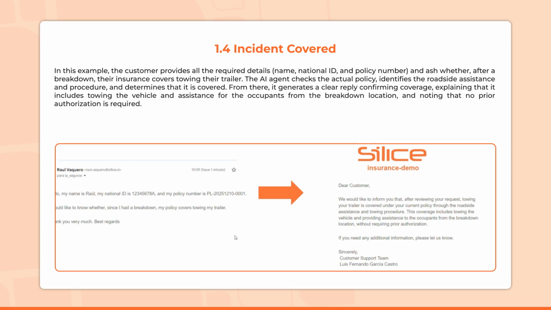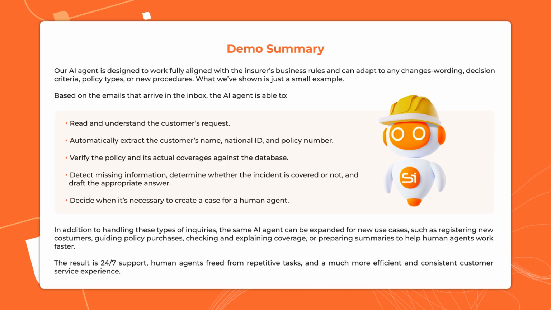Scenario: covered. In this example, the customer asks whether their policy covers towing a trailer after a breakdown. The AI agent reviews the policy, identifies the roadside assistance procedure, and confirms that this service is covered. The response explains that it includes towing the vehicle and assistance for the occupants from the breakdown location, with no prior authorization required.